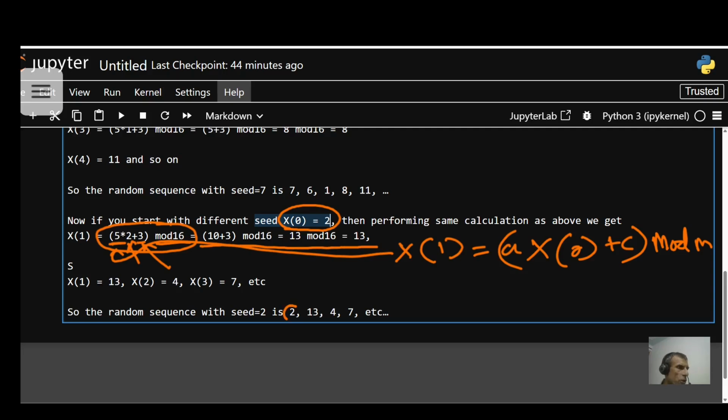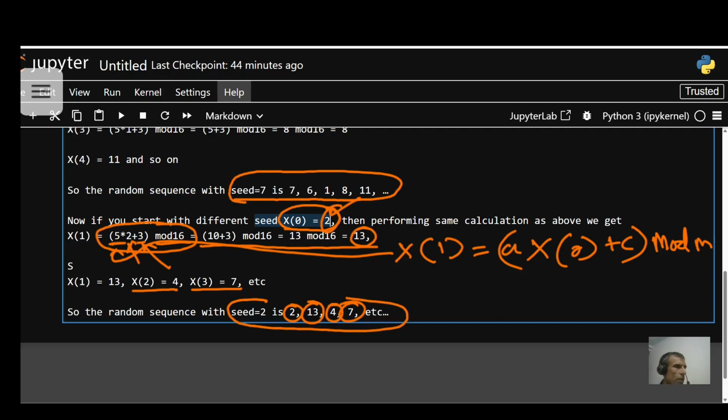So my first random number is 2, because I started with 2, and my next random number is 13, which I just calculated. If you keep going like this, you can find x2, x3, and so on. Your next random numbers will be 4, 7. As you can see, if you start with seed 7, your random numbers are these, and if you start with seed 2, your random numbers are these. A different set of random numbers depending on which seed you're using. All right, thank you.